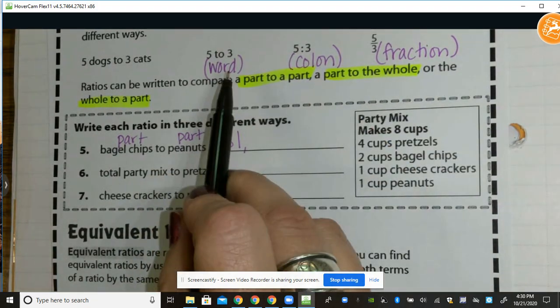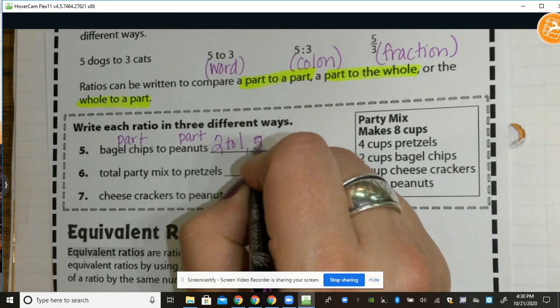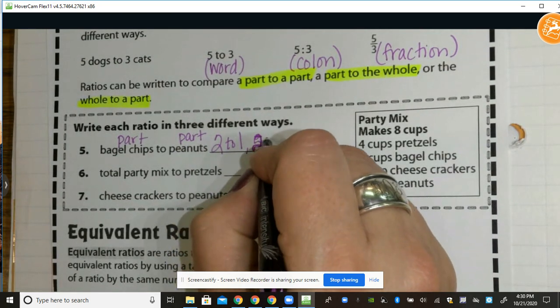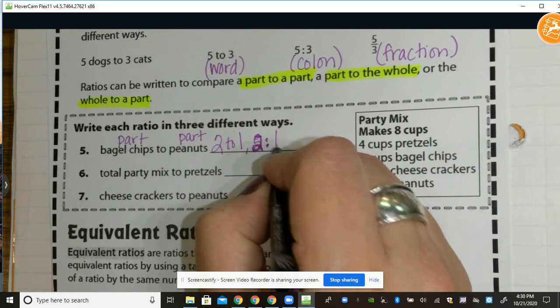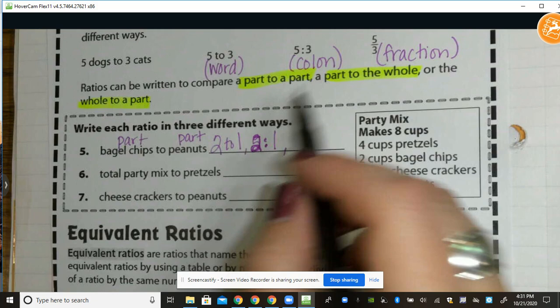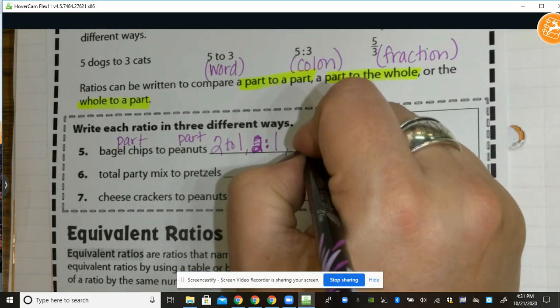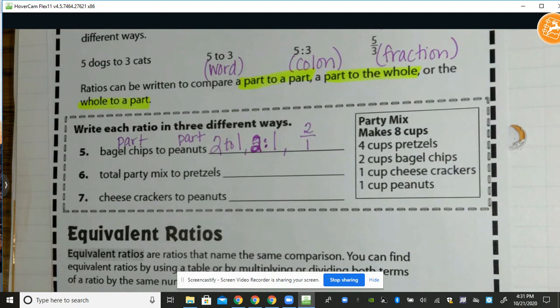Now I used it with words. Now I'm going to use it with the colon. Oh, 2 to 1. And then I'm going to use it as a fraction. So 2 over 1. All right.